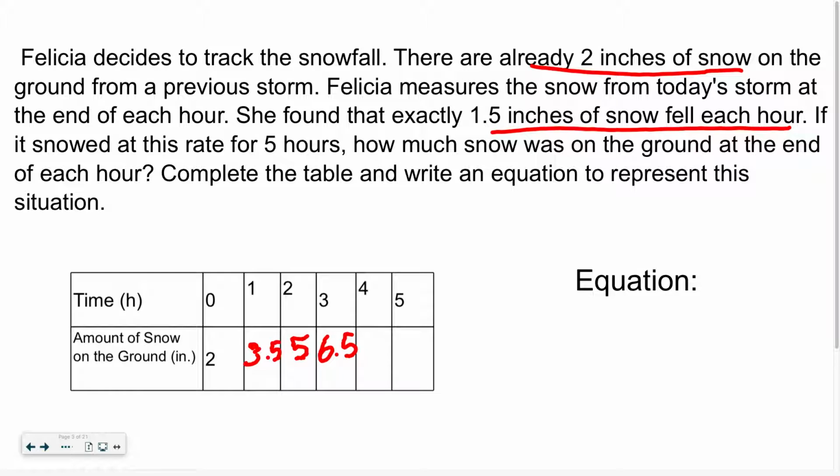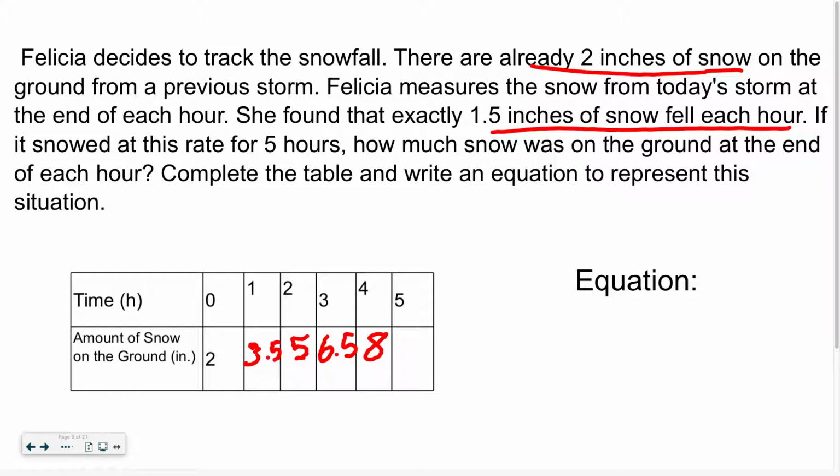Okay, so what about for the fourth hour? What do we have for the fourth hour? How many inches of snow do we have? 8. How did we get 8? You could see that you already have 2 hours, so you know that if that happens again, you would have 8. I'm sorry, I did that wrong. It would be 10, right?